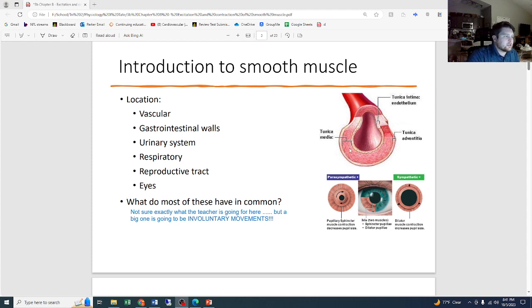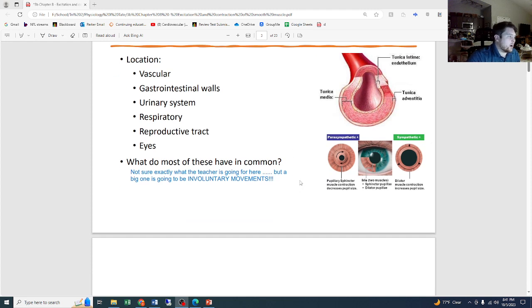You can see here in our vessels, especially in the arteries, we have this really thick tunica media where most of our muscle is going to be, and that's going to help regulate and control our blood pressure as well as blood flow to all the different areas of our body.